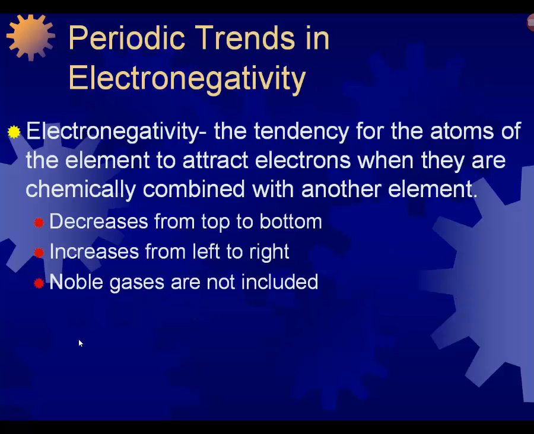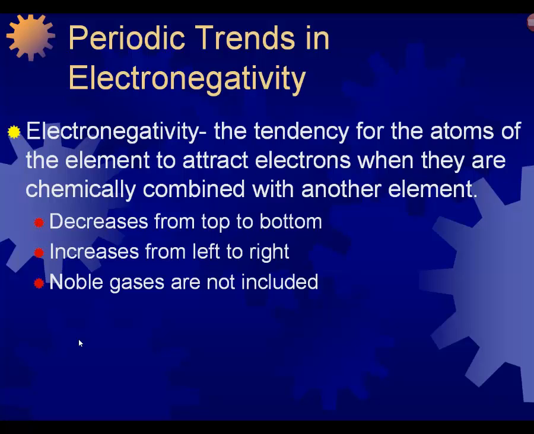And then last but not least is electronegativity. This is the tendency of the atom to attract electrons to it when it's chemically combined with another element. So when two atoms bond to each other, if one atom is really electronegative and the other one's not, the electrons in that bond will move toward the electronegative one. And this electronegativity decreases from top to bottom and increases from left to right. It's important to remember the noble gases are not included in this because they don't form bonds, so we don't have any way of measuring their electronegativity.